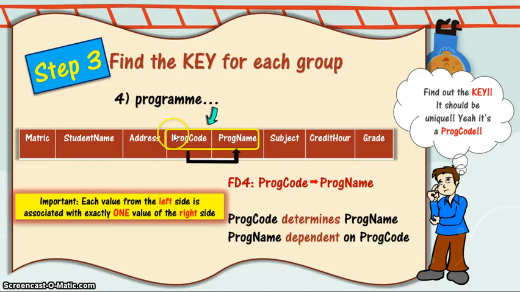Okay, the next group is about info of program. The attributes related are prog code and prog name. So you can say that prog code determines prog name. The same thing I will repeat.